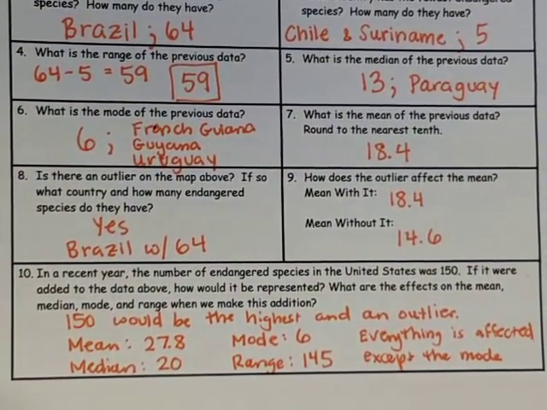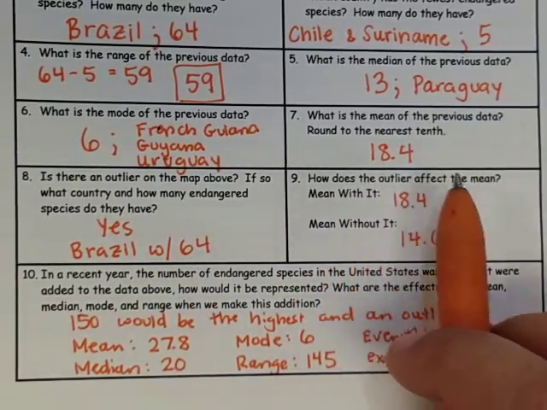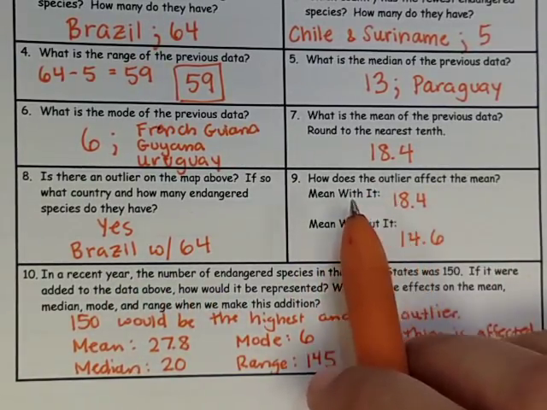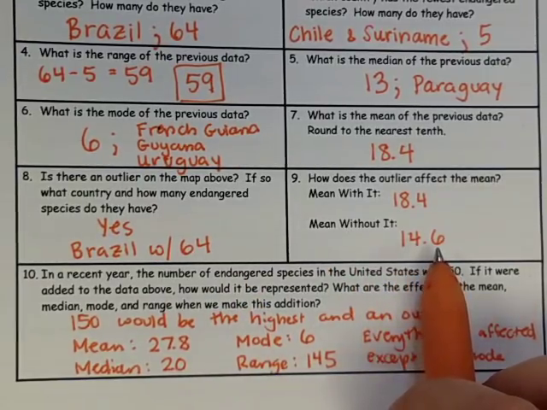Number 8, is there an outlier in the map above? And I said yes, Brazil. How does it affect the mean? Well, the mean with it is 18.4, but if we take the 64 out, we get 14.6.